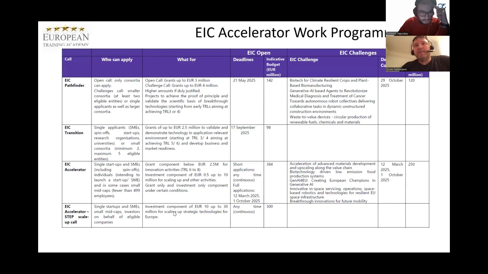That's for the big ones, essentially. So it's kind of pitching an investment component for those who are requiring between 10 and 30 million.